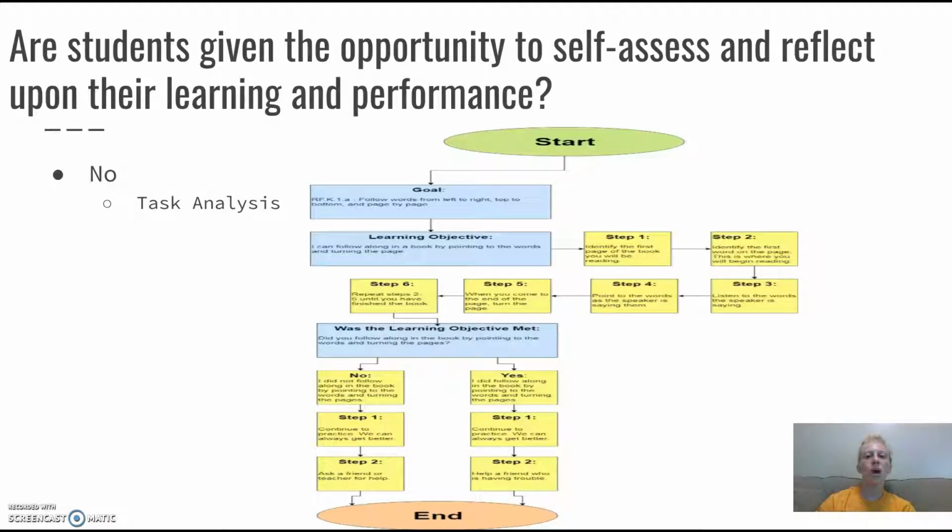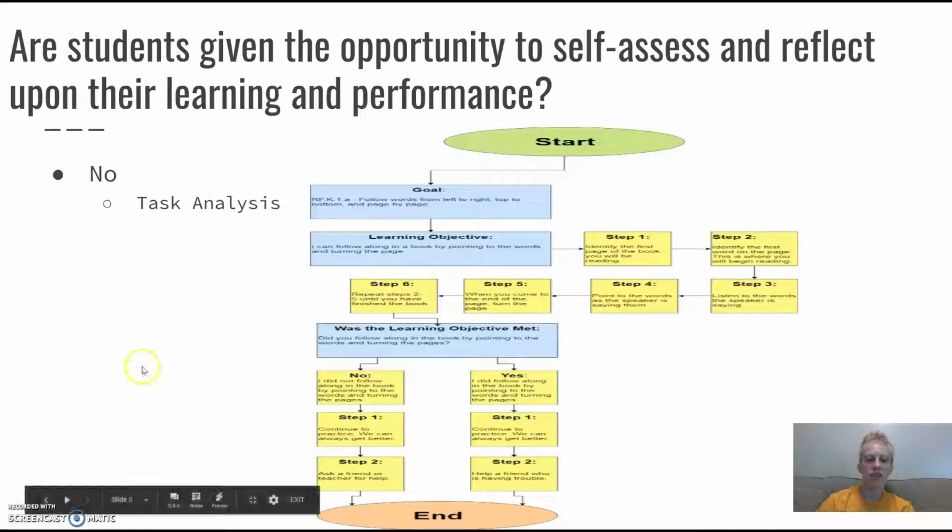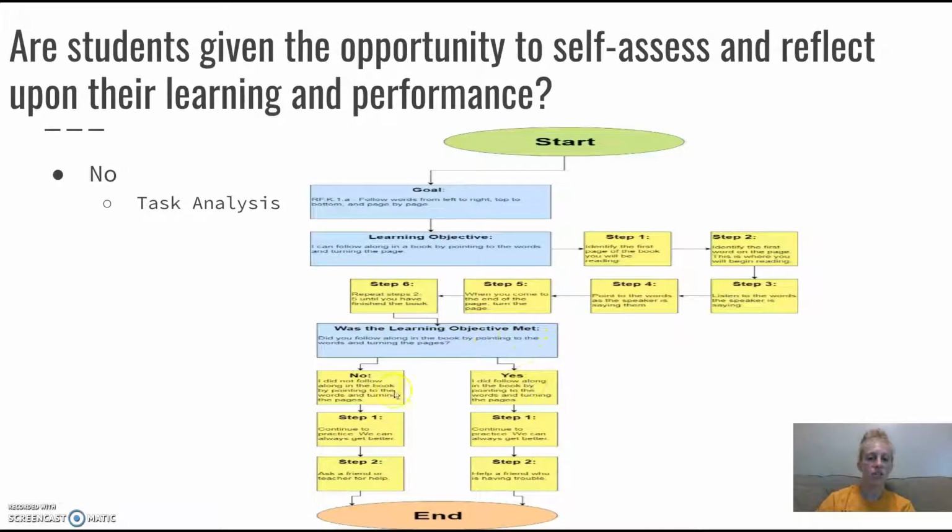Are students given the opportunity to self-assess and reflect upon their learning and performance? No, I left this out of my unit, and I don't know why. If I would have put my task analysis in there, it would be there, because that is one of the things that I ask is, was the learning objective met for my students? And they can decide yes or no, and then the steps that need to be taken.